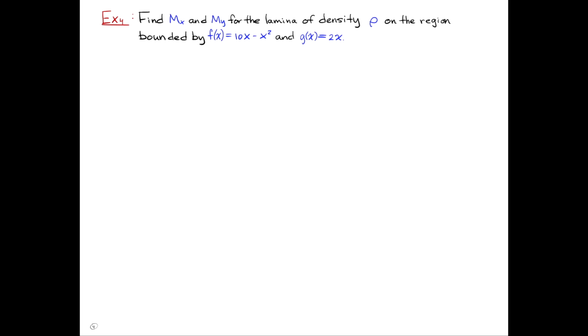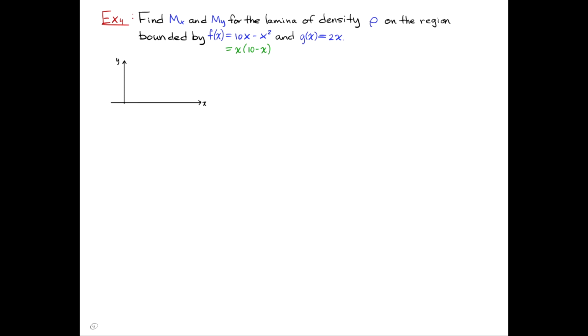So when we sketch this, I'll start with my x and my y-axes here. F of x equal to 10x minus x squared. We can factor an x out of there, and when we do that, we're left with 10 minus x times x. And this is a parabola. It opens down because of the negative sign in front of the x squared, and it has x-intercepts at x equal to 0 and at x equal to 10.